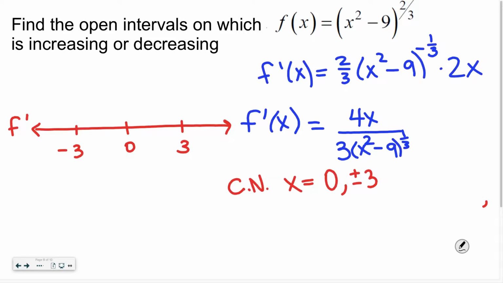Yep, and that's why we label it as f prime, as kind of our reminder. So like the first one, it doesn't matter the actual number, it just matters the sign. So here we're plugging in 5. You know that 5 squared minus 9 is going to give you positive. Well, 25 minus 9.